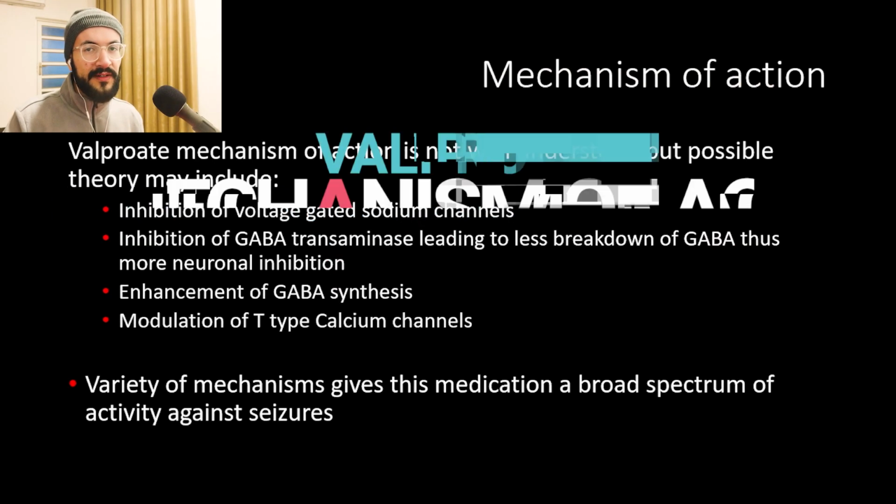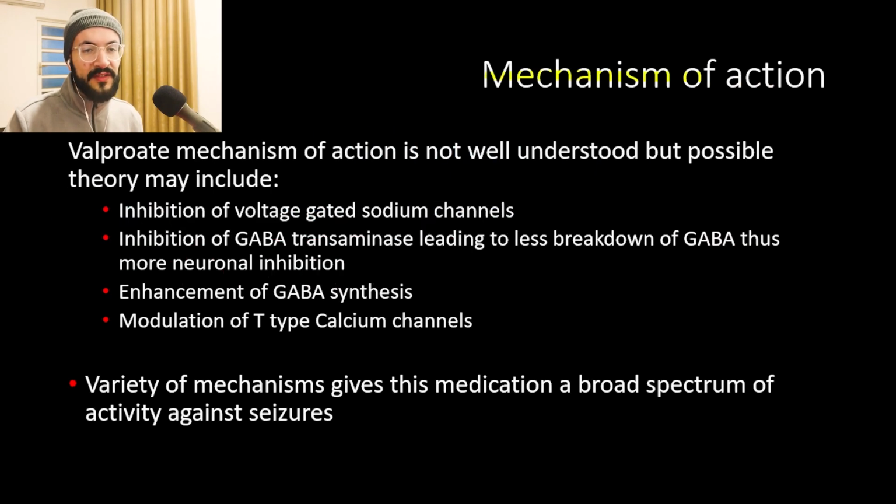Moving on to talk about the mechanism of action of valproic acid. Now, we can call it valproic acid or we can just call it valproate. The valproate mechanism of action is not well understood yet, but possible theories include that valproic acid inhibits the voltage-gated sodium channels in the brain, and it also inhibits the GABA transaminase.